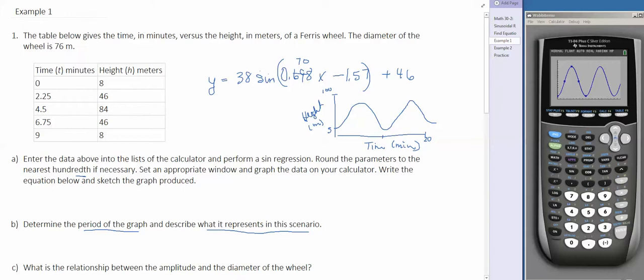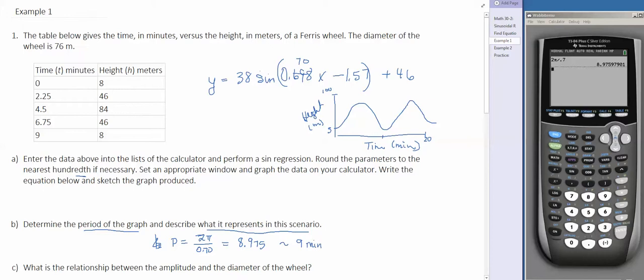So to get the period, we use our b value. The period is equal to 2 pi divided by 0.70. That's our b value. Let's calculate that. So 2 times pi divided by b, which is 0.7, and we get 8.975. This is going to round to approximately 9 minutes.